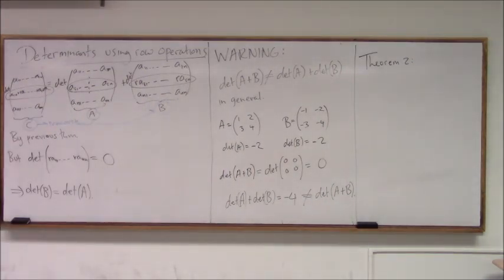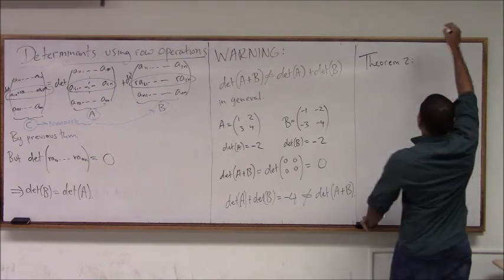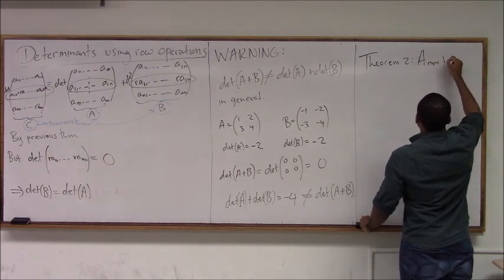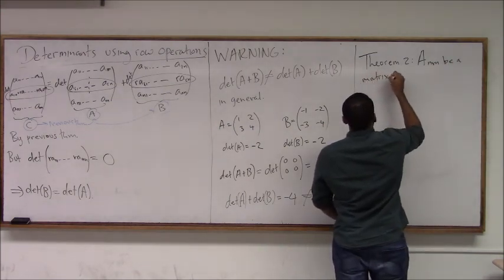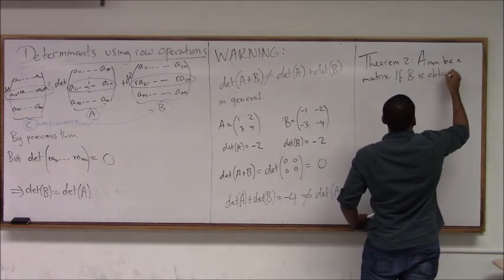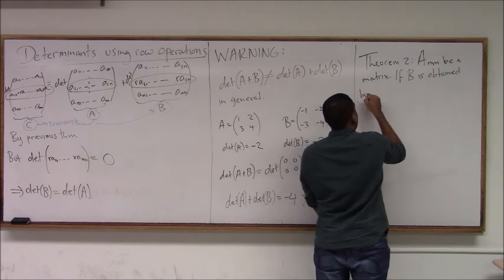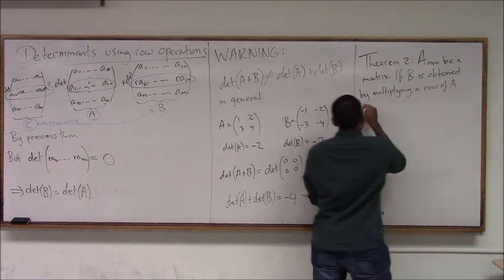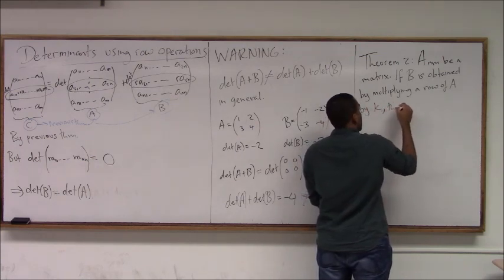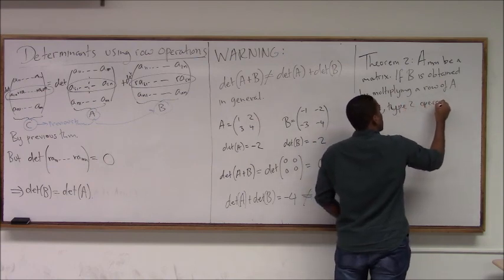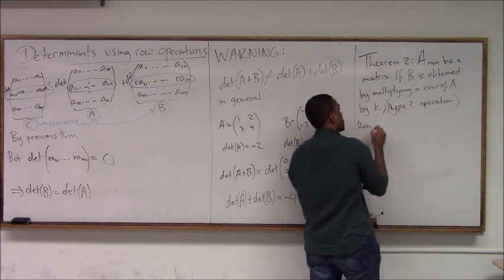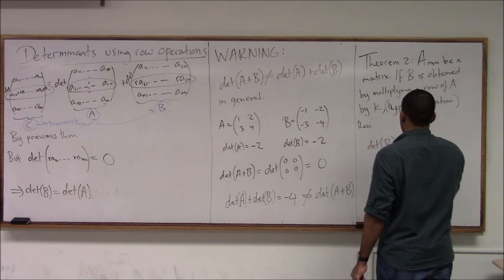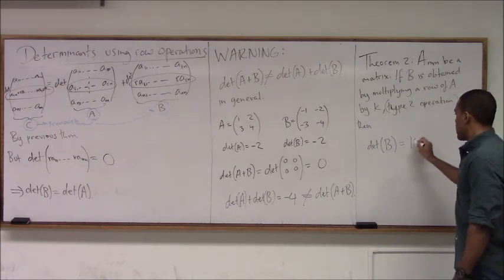I'm going to tell you how all three affect it. The second one I want to do is the scaling. Let A, n by n, be a matrix. If B is obtained by multiplying a row of A by K, this is called a type 2 operation. Then the determinant of B is equal to, what do you think? It's the scalar multiple of the determinant of A.